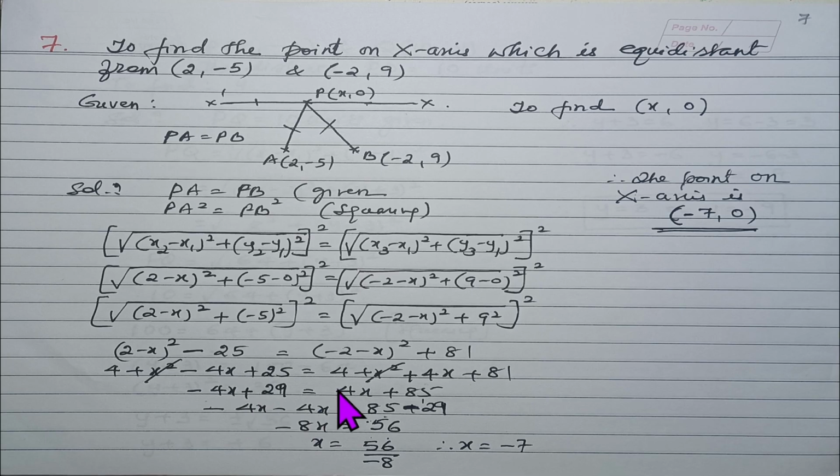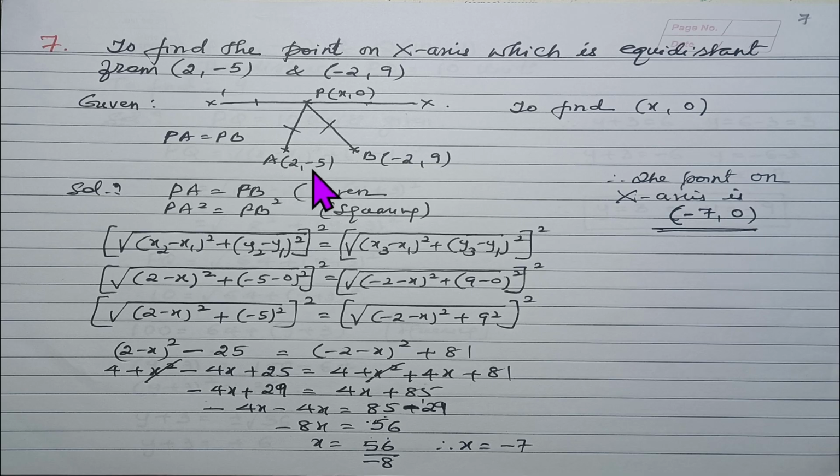So minus 4x plus 29 is equal to 4x plus 85. Minus 8x is equal to 85 minus 29, which is 56. x is equal to 56 by minus 8. Therefore x is equal to minus 7. So please correct this. It is not minus 25, because minus 5 square becomes plus 25. Please remember that this is plus 25 and not minus 25. Now, since we have got x equal to minus 7, the coordinates of the point P on the x-axis are minus 7 and 0.